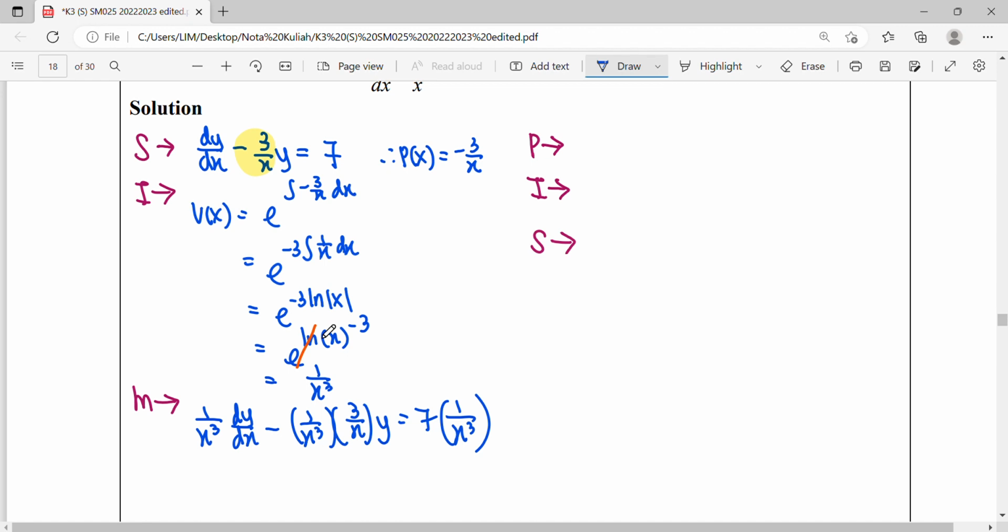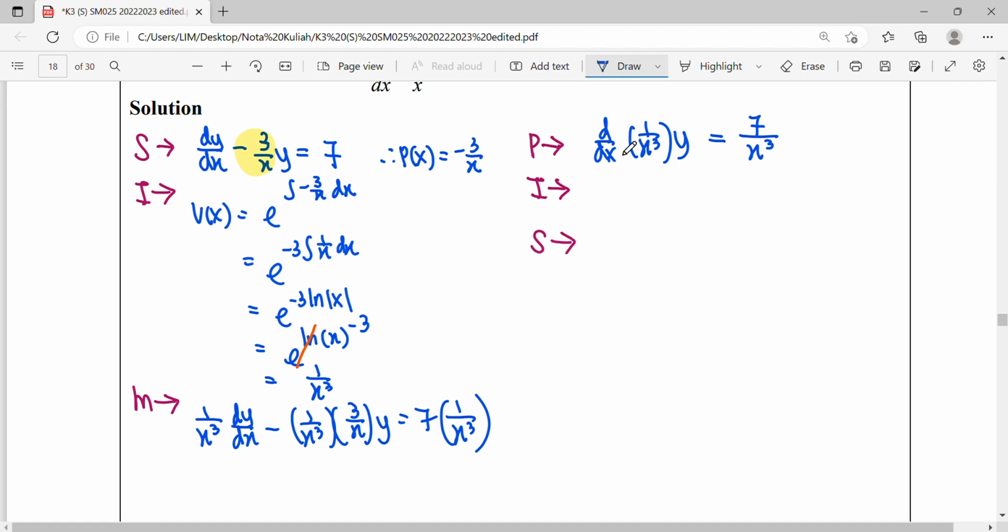Continue. Next step, P, for writing the product rule. As a guideline, product rule can be written as d/dx of v(x) y. v(x), what is your integrating factor? Your v(x) is 1 over x cubed, y equals to the right hand side, just copy only. Follow through the question.